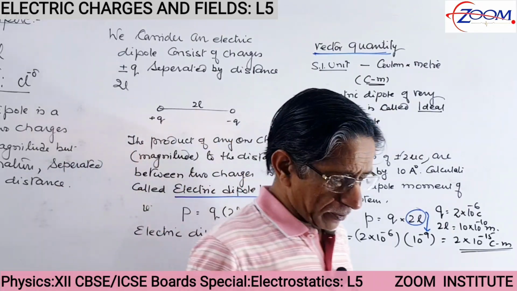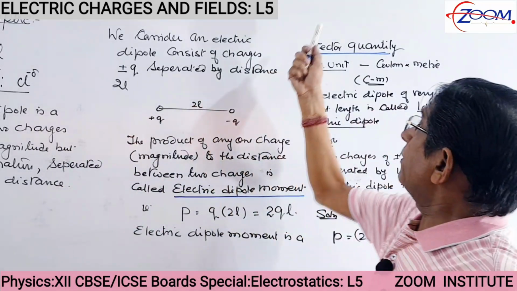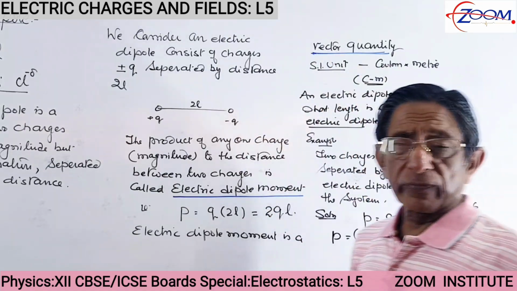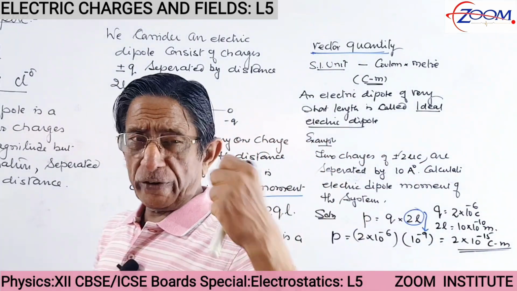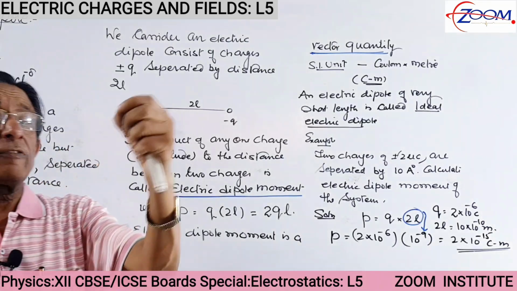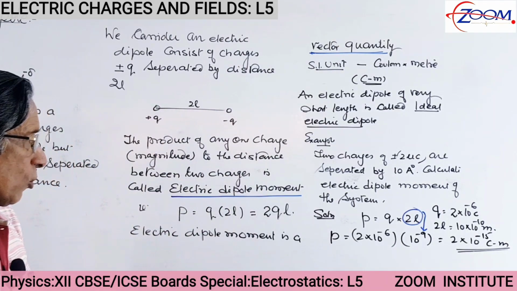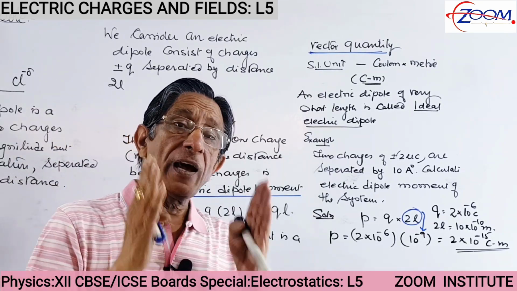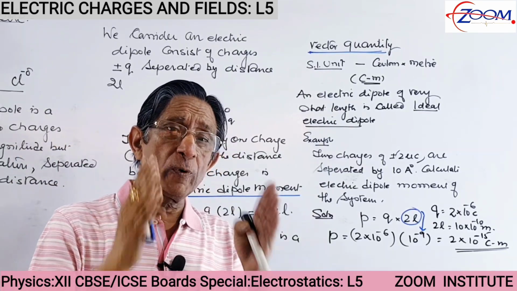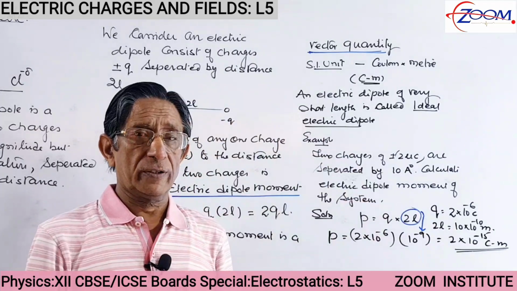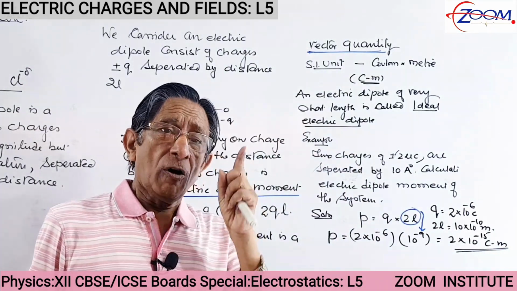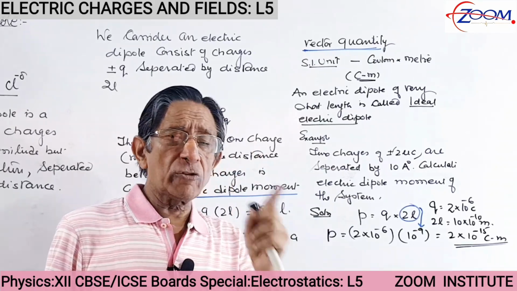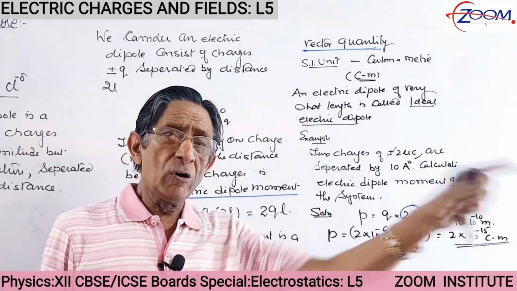Students, in this topic, I have written that electric dipole moment is a vector quantity. So what is the direction of electric dipole moment? How shall we give the direction of electric dipole moment? So always remember, the direction of electric dipole moment is along the axis of dipole from negative to positive charge.